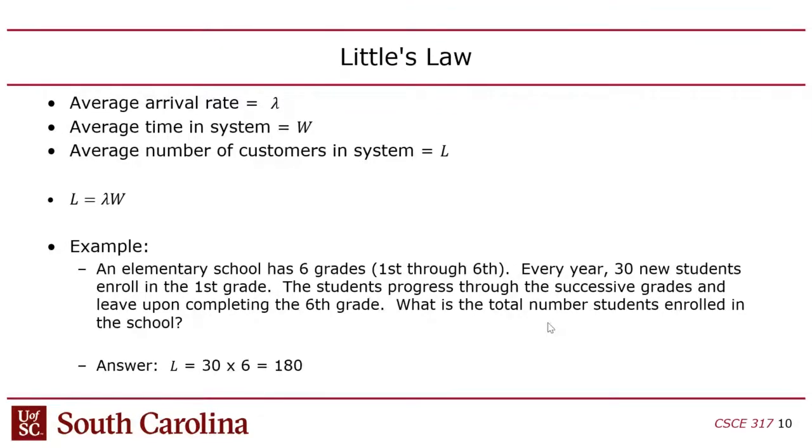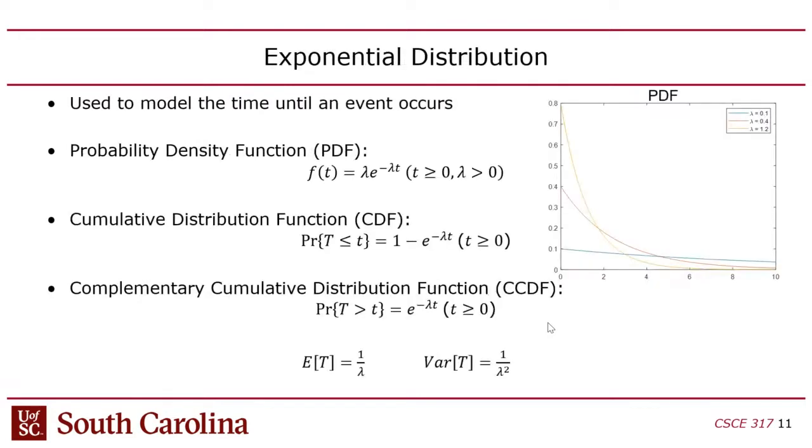But in this case, W is a given because I say, well, it's an elementary school. It takes 6 years to get through it. So W is 6, lambda is 30, and I just want to know the number of students in the school. In this case, it's very simple. It's just 30 times 6, 180. So that's Little's law. Little's law is very, very fundamental, though. As you get into the advanced queuing stuff, you eventually end up coming back to Little's law.